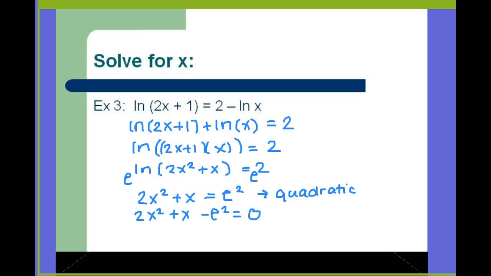We know this isn't going to function. E squared is never going to give me 1 in the middle. So if something's a quadratic and not factorable, we have to solve by using the quadratic formula.